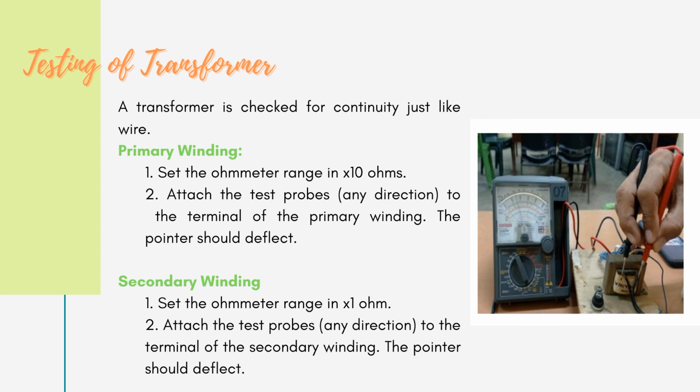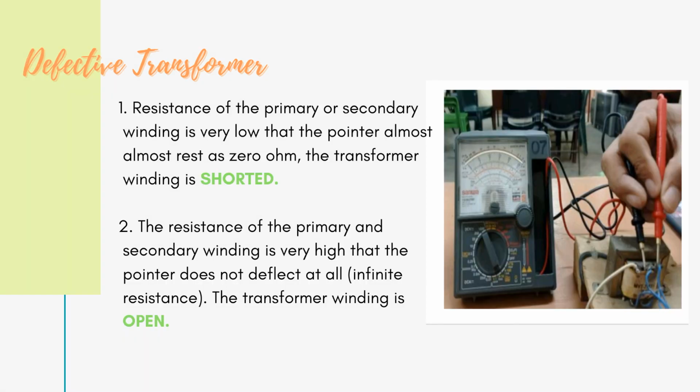The pointer should deflect. Defective transformer: 1. If the resistance of the primary or secondary winding is very low, such that the pointer reads almost 0 ohm, the transformer winding is shorted. 2. If the resistance of the primary and secondary winding is very high, such that the pointer does not deflect at all, showing infinite resistance, the transformer winding is open.